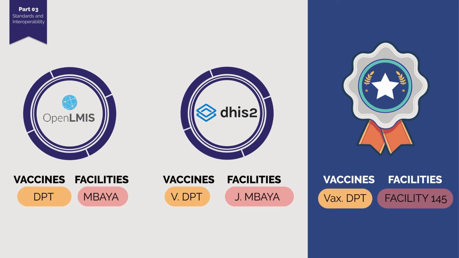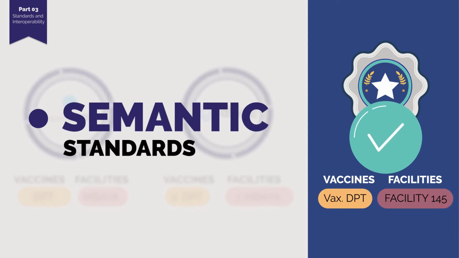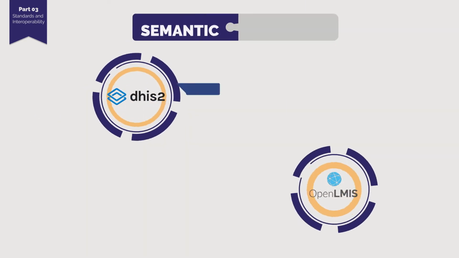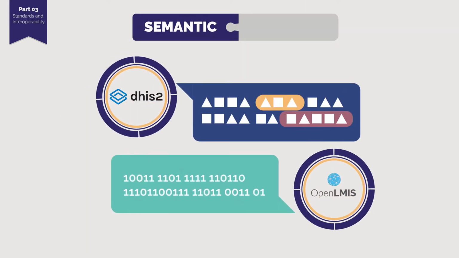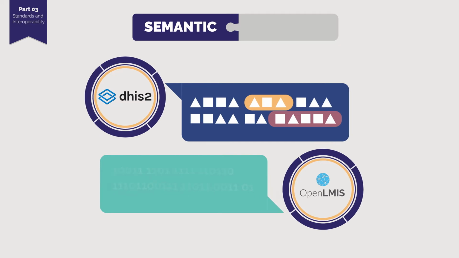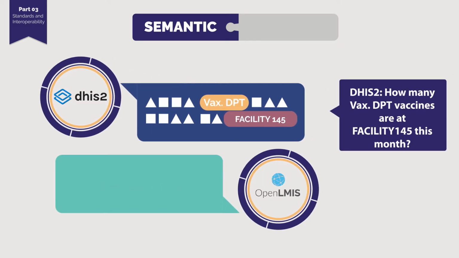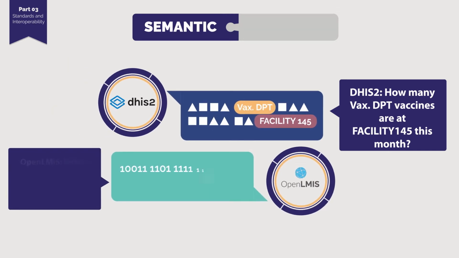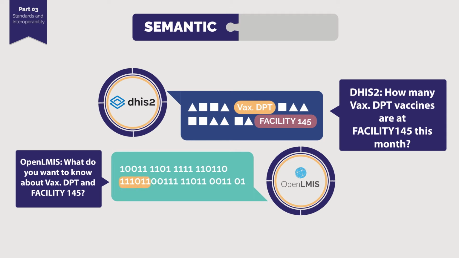For example, the semantic standard to refer to the DPT vaccine is vax.dpt, and for the Mbaye Health Facility is Facility 145. Once they agree on a semantic standard, they both use the same terms to describe the same commodity. When DHIS2 asks OpenLMIS, how many vax.dpt vaccines are at Facility 145 this month, OpenLMIS responds to DHIS2 with a question: what do you want to know about vax.dpt and Facility 145?